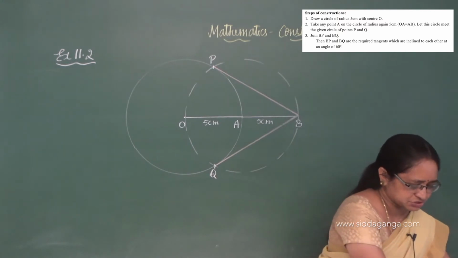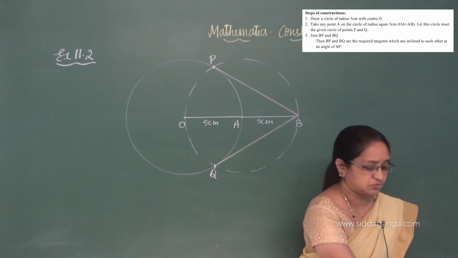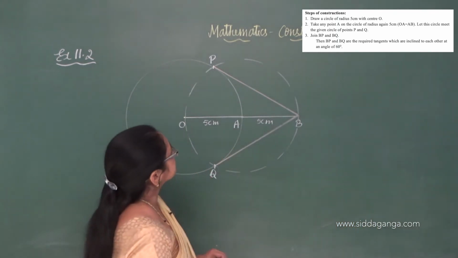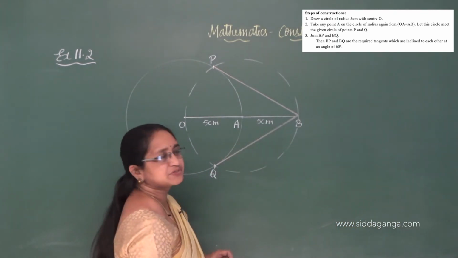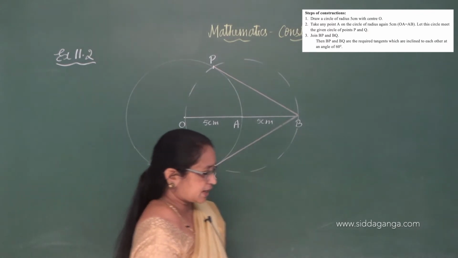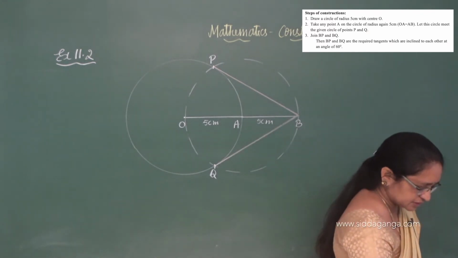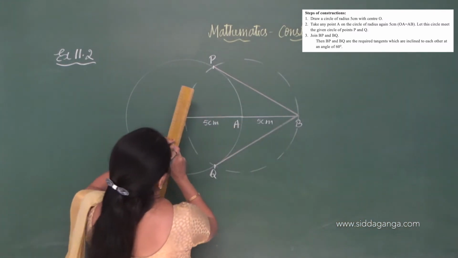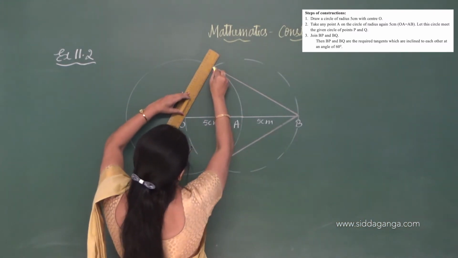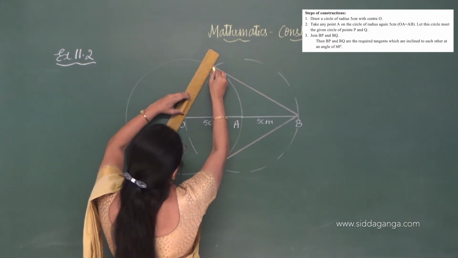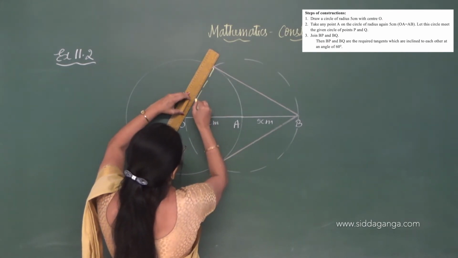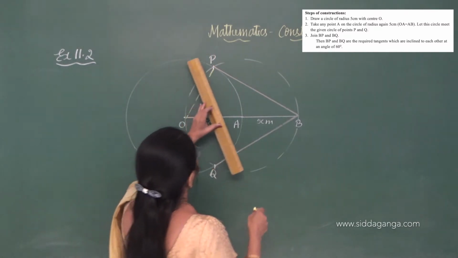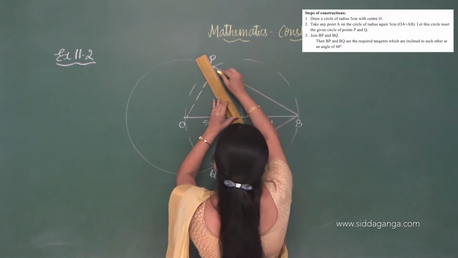Now, the justification for this: how to prove that it is a tangent. So we shall do the justification for this. For that I'll use a different color chalk. Now I'll just join PO and PA.